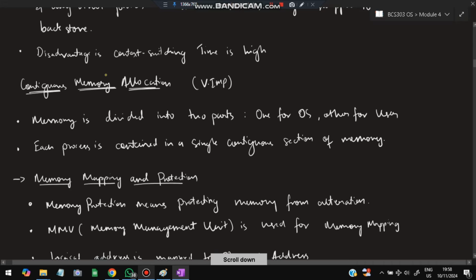Moving to the next topic, we have contiguous memory allocation. It's a very important concept. So what do you mean by contiguous memory allocation? Memory is divided into two parts. Two types of memory are there. First is the memory for the OS. Second is the memory for the user.